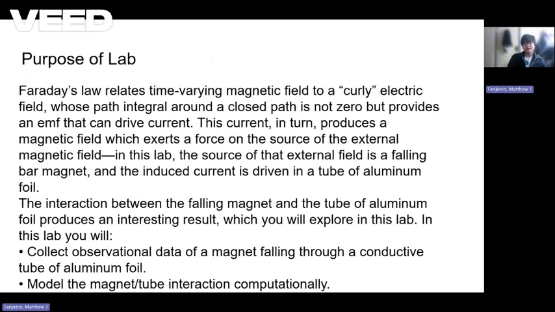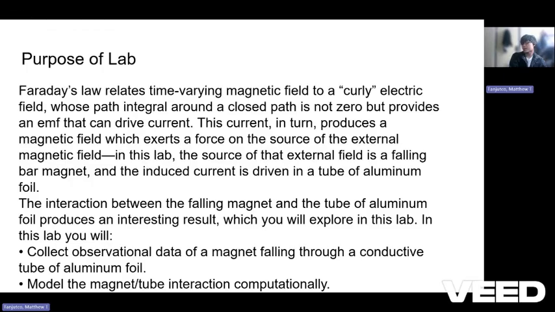So the purpose of this lab is to go over Faraday's law, relating a time-varying magnetic field to a curly electric field, whose path integral around a closed path is not zero, but provides an EMF that can drive current. So basically, we're going to look at how an induced current from a magnet can produce a magnetic force that slows down the magnet if it is dropped through a conductor, such as a tube made of foil, which is what we use.